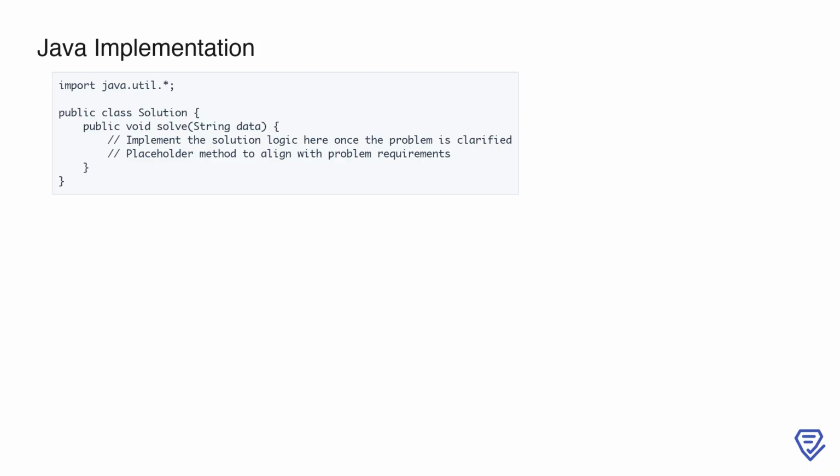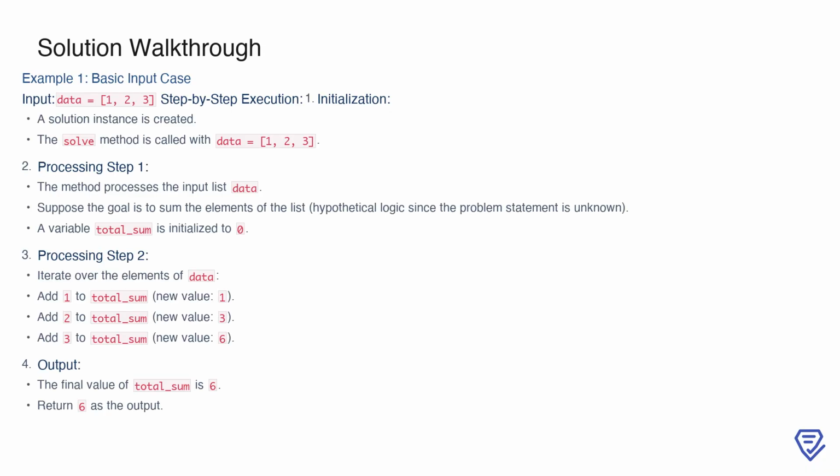The class structure is defined with a solve method that takes a string parameter, mirroring the Python logic. Key differences include Java's type declarations and class structure. Once the problem details are clarified, you can implement the specific logic within the solve method. In this first example, we are given the input data as a list containing the elements 1, 2, 3.